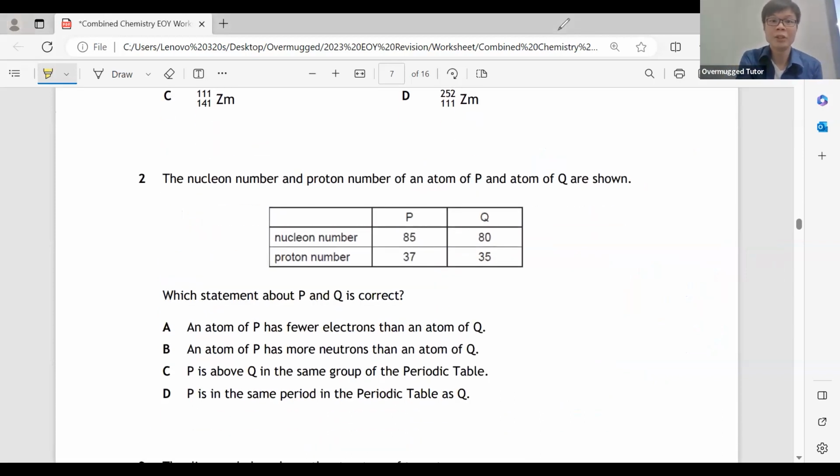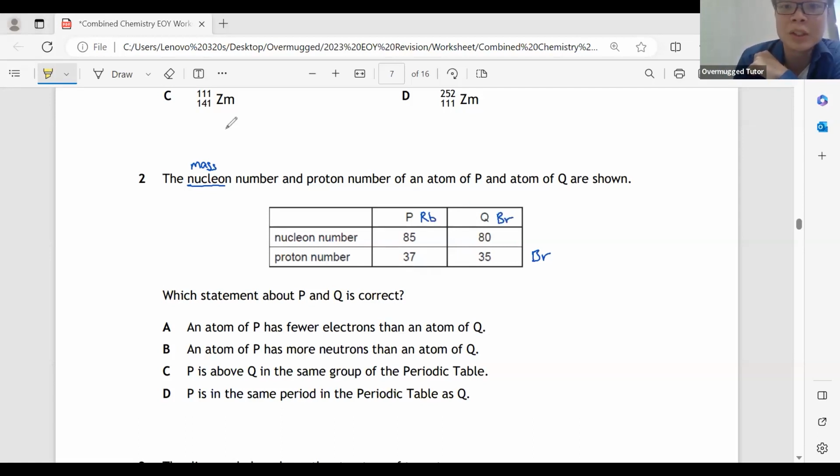Okay, then this. The neutron number, don't get confused, this is mass. The proton number and nucleon number of an atom of P and Q are shown. Which statement about P and Q is correct? A tip for you is that if you know the proton number, you can refer to your periodic table and identify what it is. Proton number 35 should be bromine. 37 is rubidium. I write over here, rubidium, bromine.